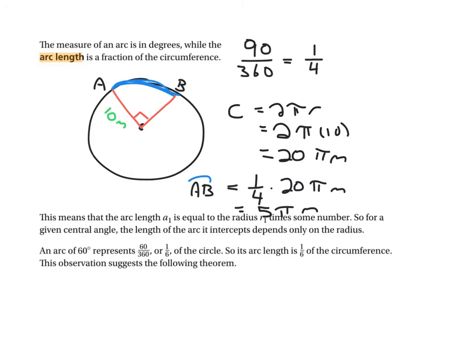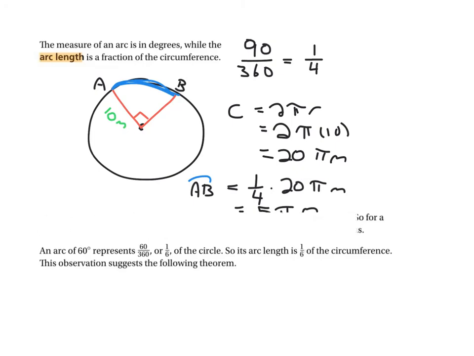Now, don't worry about this part. I want to cover that up and just ignore it. 5 pi meters. And here, what this says is, for example, an arc of 60 degrees is 60 over 360. That's a sixth of the circle. So the arc length is going to be a sixth of the circumference, just like I did a fourth of the circumference here. And this suggests the following theorem.